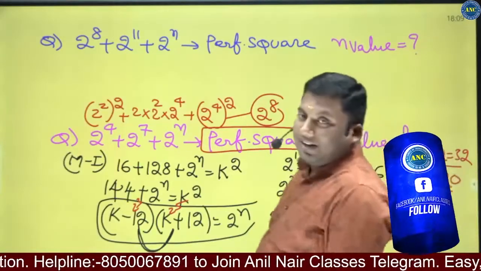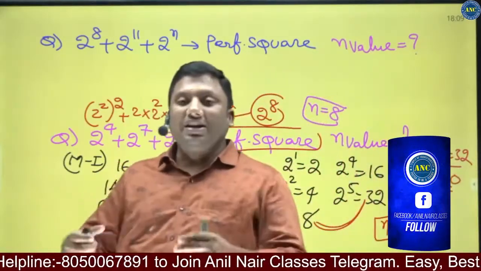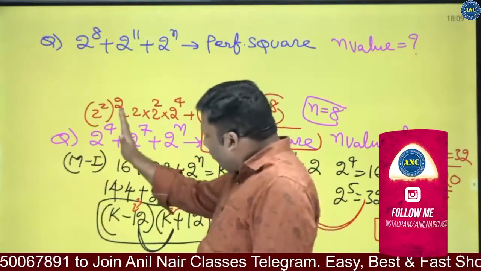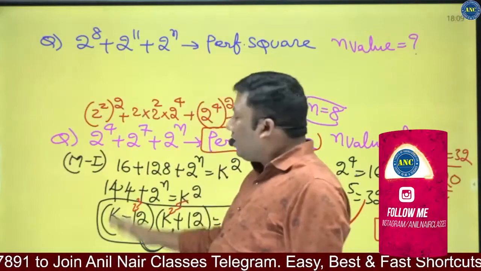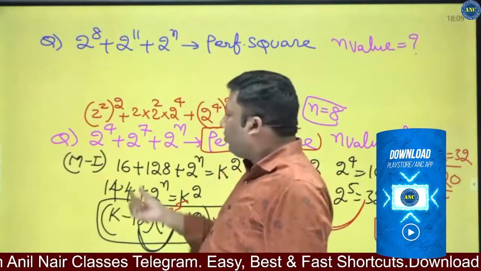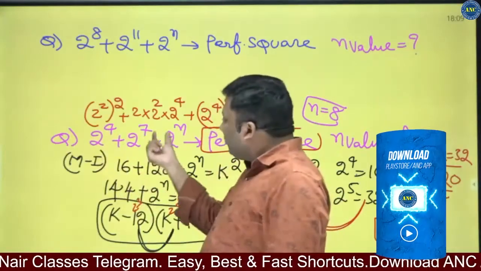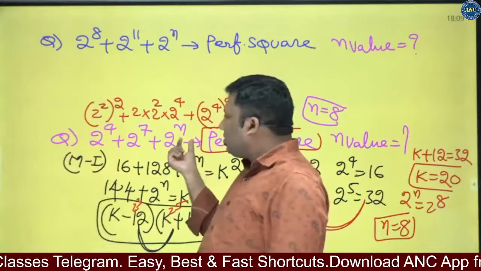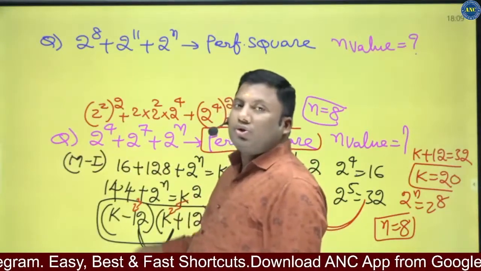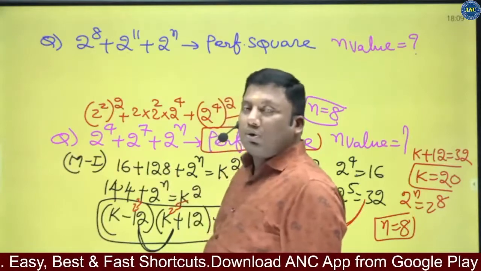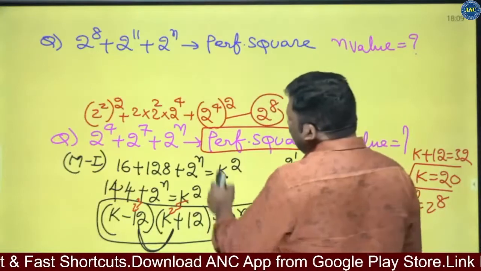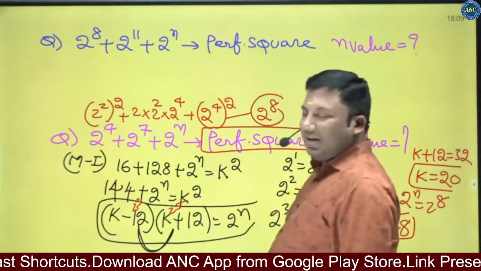Because it is a perfect square and there are 3 terms on the left hand side: one term, second term, third term. So it is of the form a plus b whole square. This is a square, this is 2ab and this is b square. A square, 2 square whole square. 2ab, 2 into 2 square, 2 cube. This will become 2 power 4. So this will become 2 power 4 power 2, 2 power 8. So n value will be 8. I hope the idea is clear.